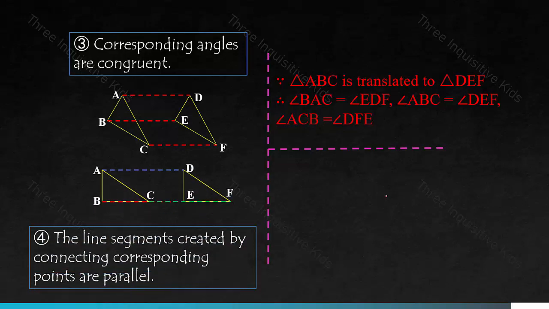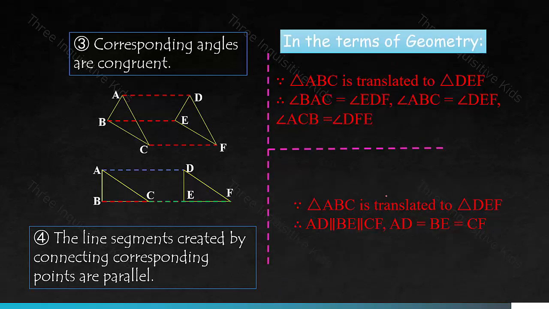The line segments created by connecting corresponding points are parallel. Because triangle ABC is translated to triangle DEF, therefore AD is parallel to BE is parallel to CF, and AD is equal to BE is equal to CF. And that was all in the terms of geometry.